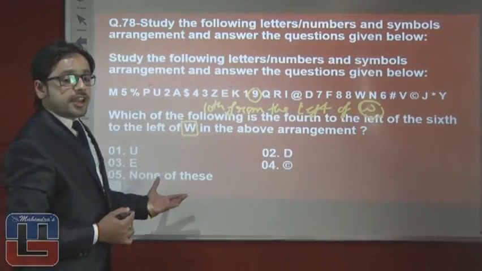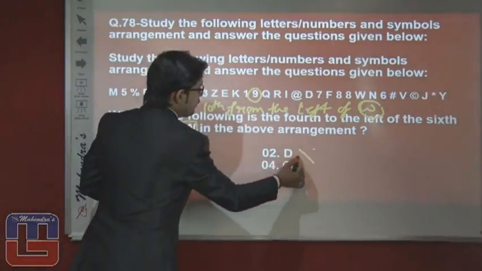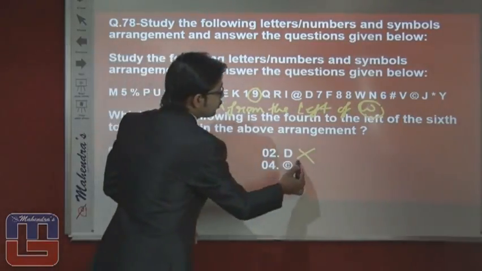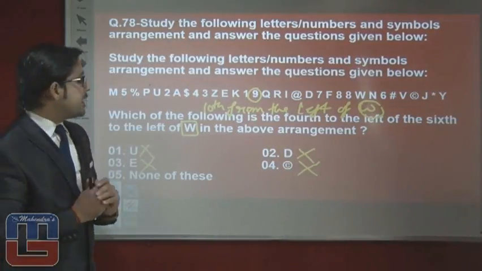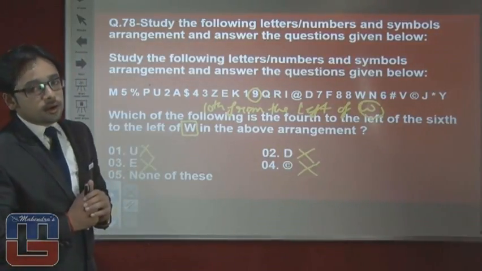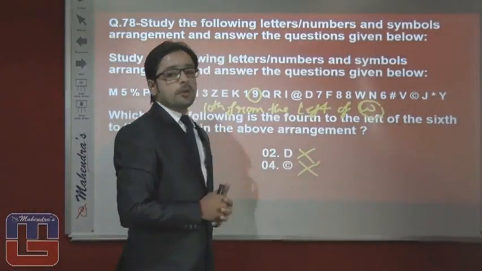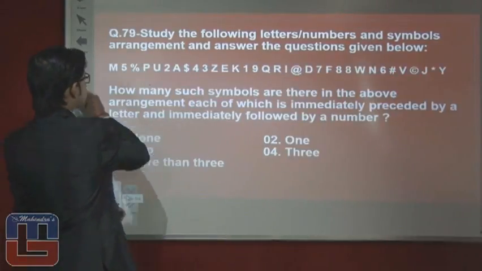Now let's check. First option is U, false. Second option is D, still false. Third option is E, again false. And fourth option is copyright, again false. So you can decide the right answer of this question will be none of these, because 10 from left of W will be 9. So answer will be none of these. Let's move on towards the next question.